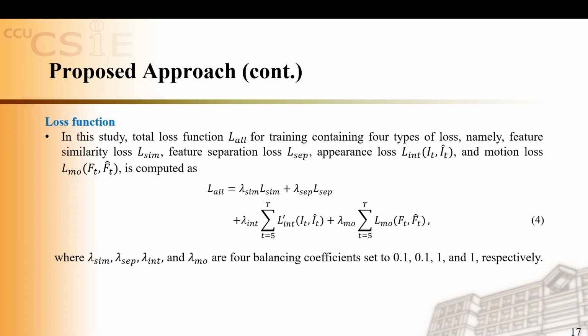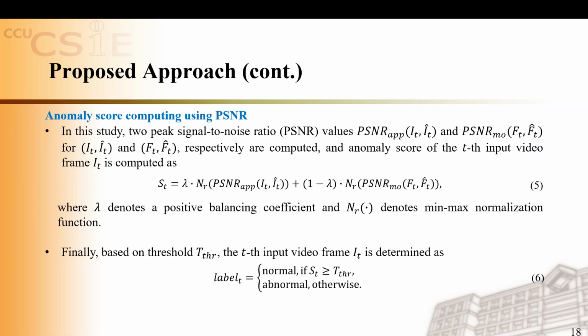In this study, the total loss function for training contains four types of loss, namely feature similarity loss, feature separation loss, appearance loss, and motion loss, which is computed as equation 4. Peak signal-to-noise ratios, PSNR_APP and PSNR_MO, respectively, are computed, and the anomaly score of the t-th input video frame, It, is computed as equation 5. Finally, based on a threshold, the t-th input video frame is determined as normal or abnormal as equation 6.